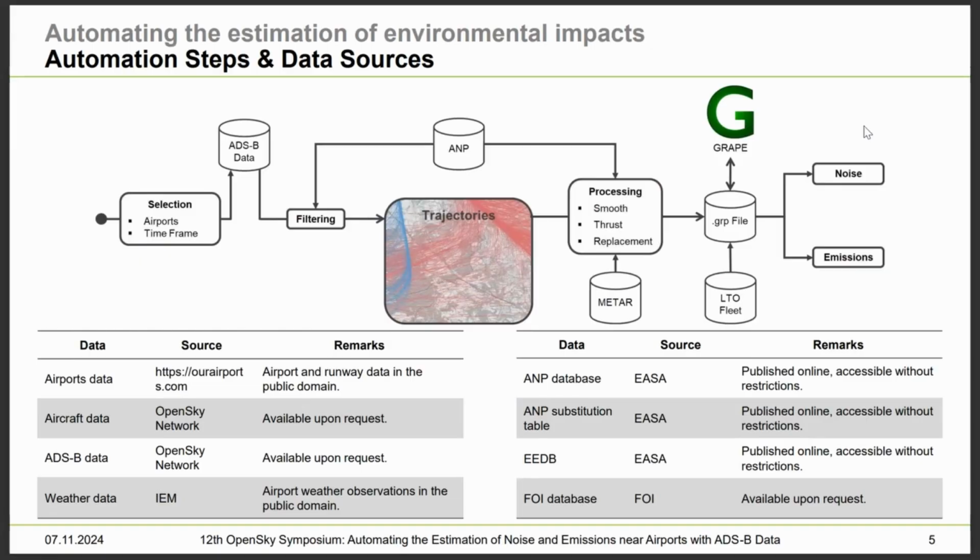We filter with smooth as well. Then we get the trajectories, and then unfortunately the data we have on the OpenSky or on the DSP messages is not sufficient to estimate noise and emission, so we need to enhance that data a bit. The biggest and hardest part is the thrust estimation.